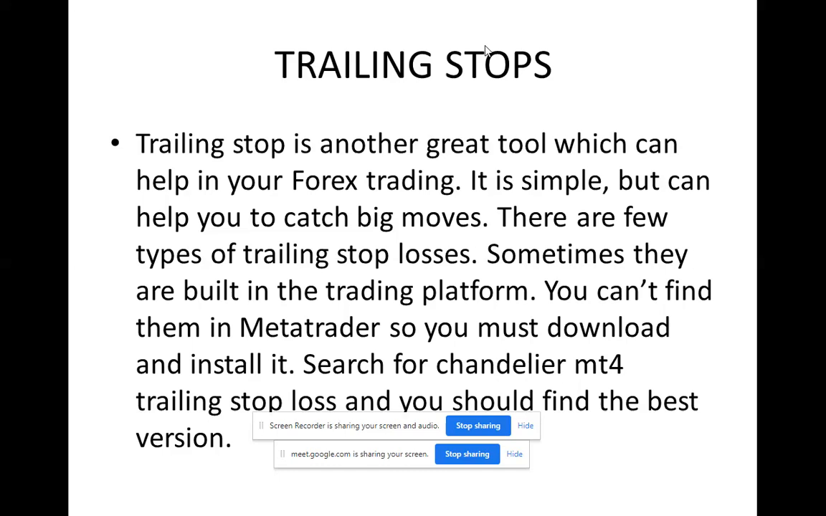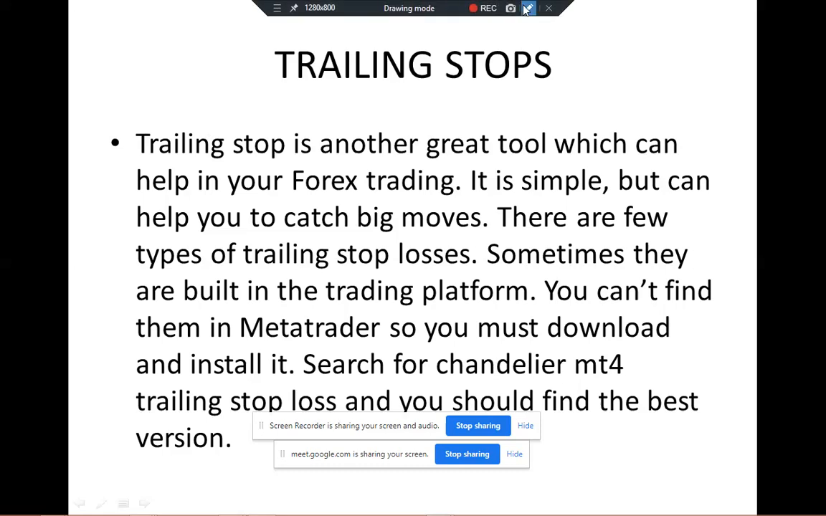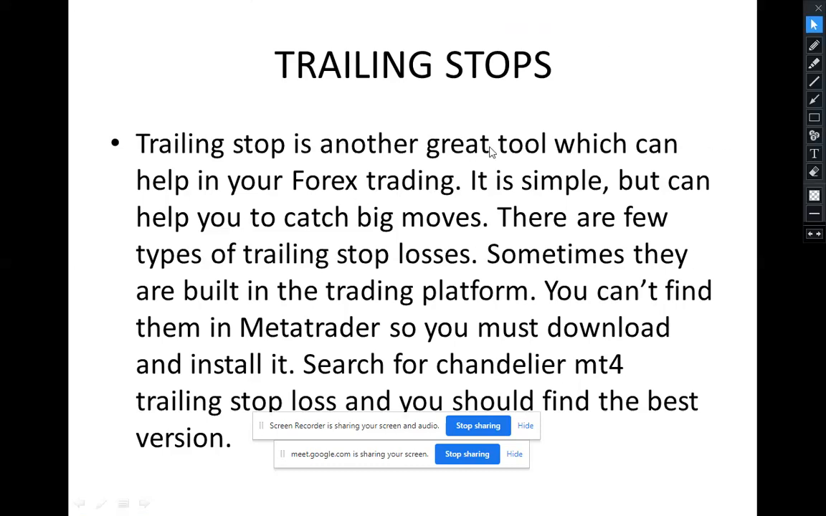So we're going to discuss trailing stops. What do we mean by trailing stops? Trailing stop is another great tool which can help in your forex trading. It is simple but can help you catch big moves. There are a few types of trailing stop losses.